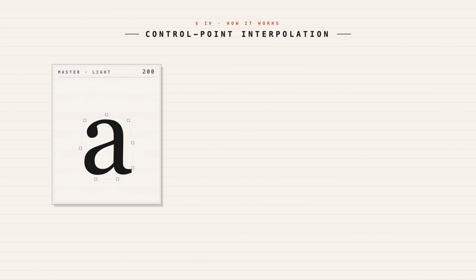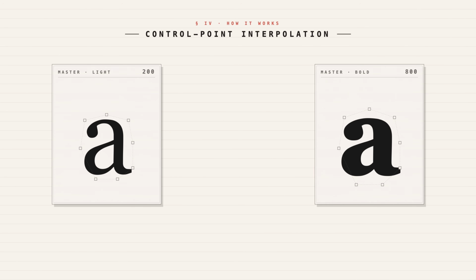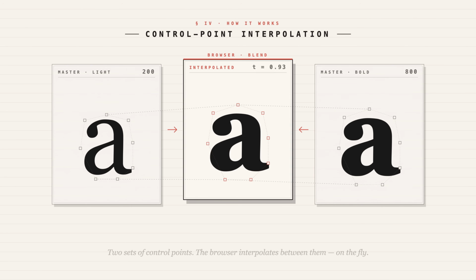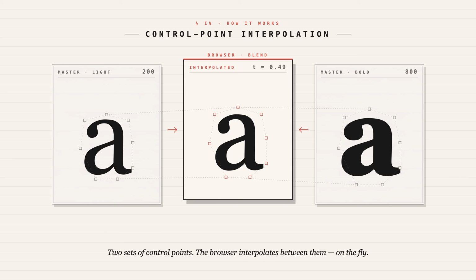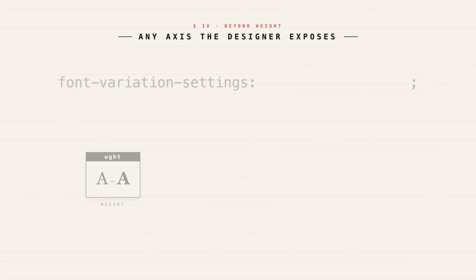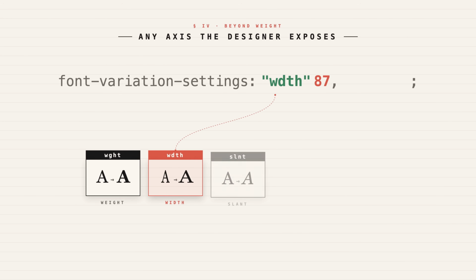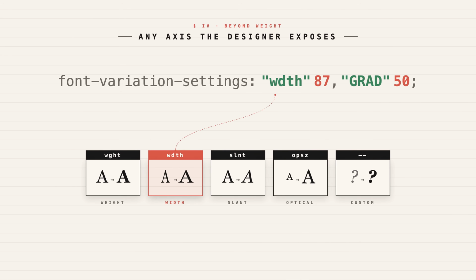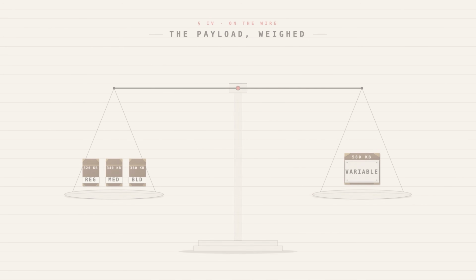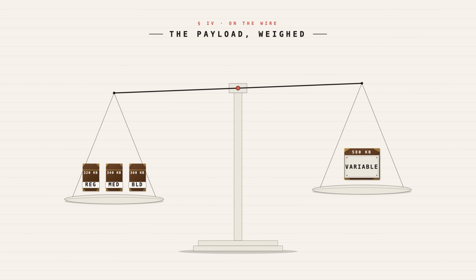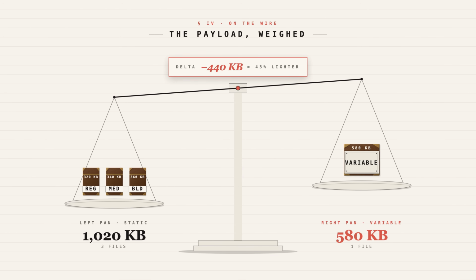This works because of those vector outlines we discussed earlier. A variable font ships multiple sets of control point positions, one for each end of the axis, and the browser interpolates between them on the fly. And the same approach gets you width, slant, optical size, and any custom axis the designer exposes through font variation settings. And if you're shipping 3 or more weights of a font, the variable file is usually smaller than the static ones combined. More flexibility, less to download.